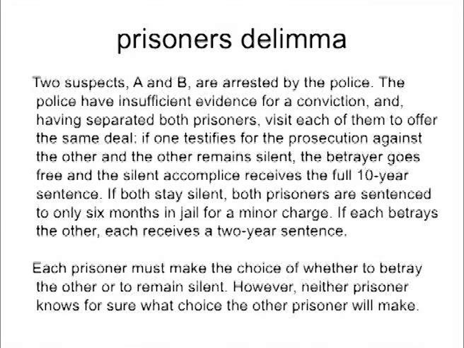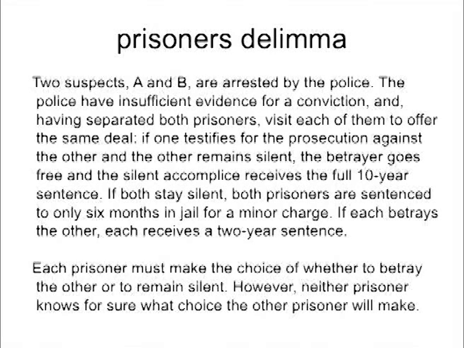The Prisoner's Dilemma is basically set up so that there are two suspects. They're both arrested by the police, and the police don't have enough evidence for a conviction, particularly conviction of both. So what they do is they separate the prisoners, and they visit each of them separately and offer them a deal. If one of them testifies against the other, and the other one remains silent, then the person who betrays goes free, and the silent accomplice gets a 10-year prison sentence.